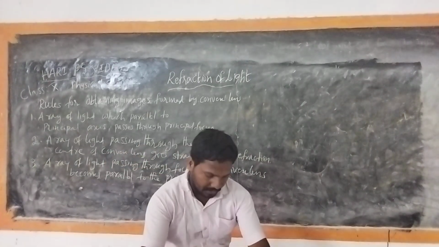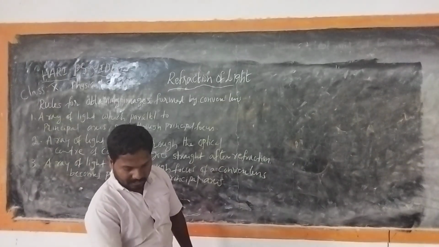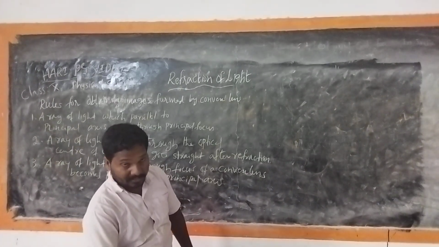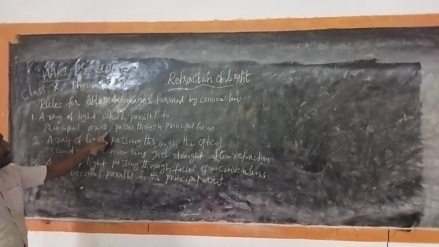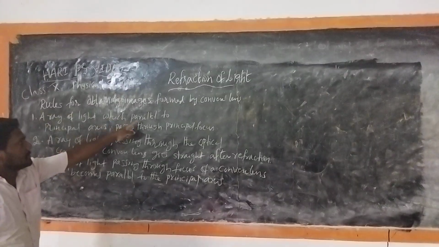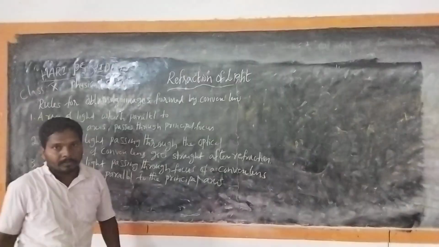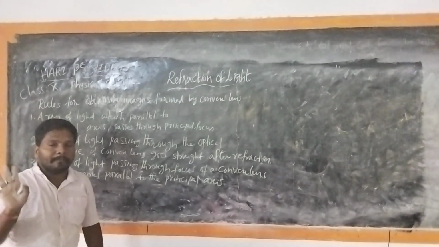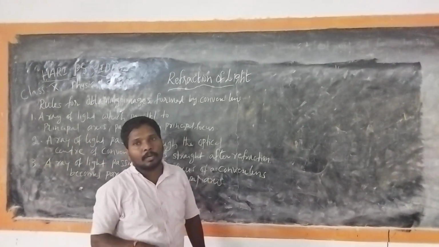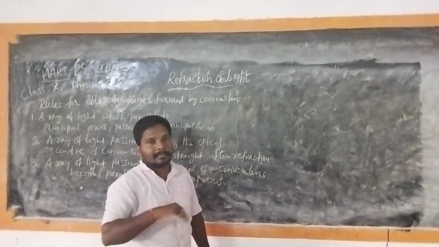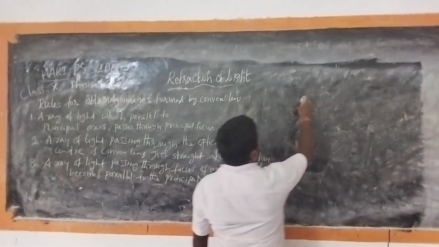What happens if light passes through a convex lens? Let's discuss the first rule. A ray of light which is parallel to the principal axis passes through the principal focus. Say in the case of a concave mirror also, if the light rays are incident on the mirror parallel to the principal axis, what will happen? They pass through the focus. Same rule here.